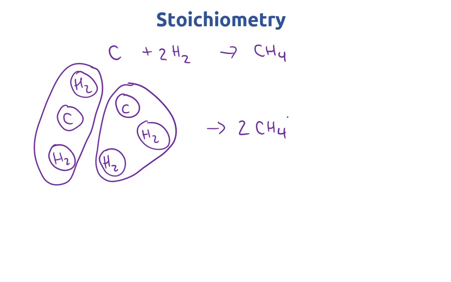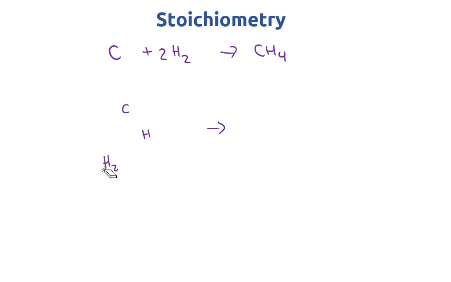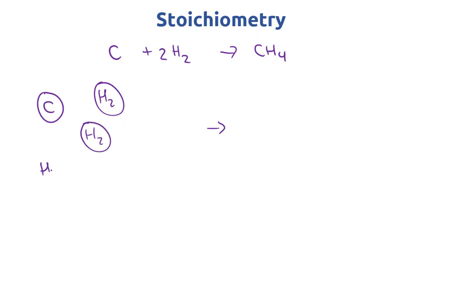And this could scale up as far as you want. If you had 1 million particles of carbon, you would need 2 million particles of hydrogen gas in order to make 1 million particles of methane. But this ratio will not always be perfect. So let's get rid of these. Let's say that instead of a 1-to-2 ratio, we have 1 carbon particle and we still have 4 H2 particles.